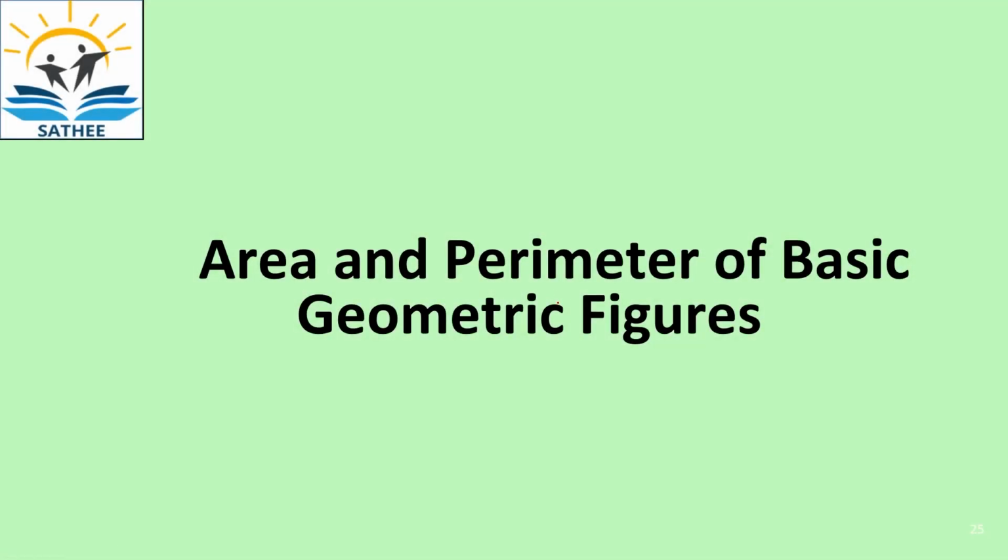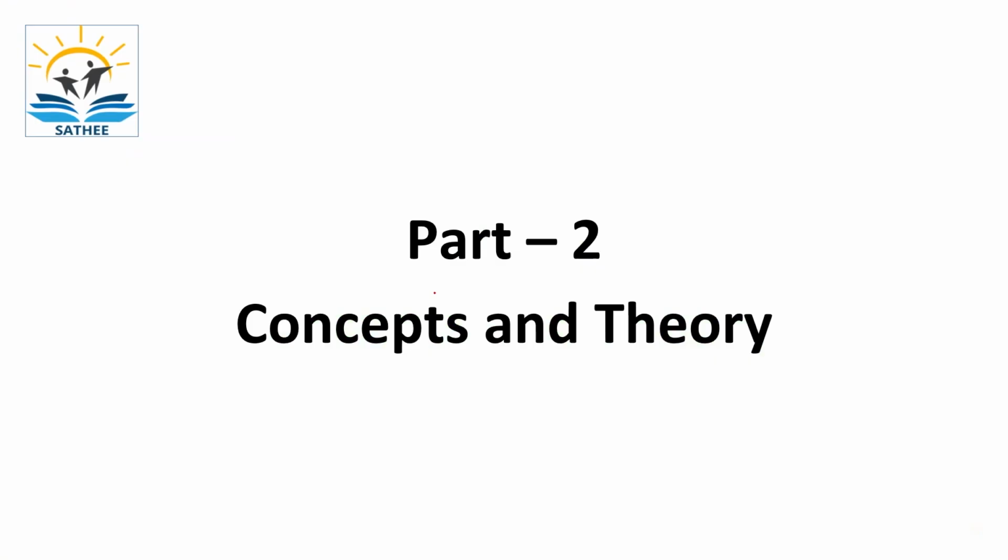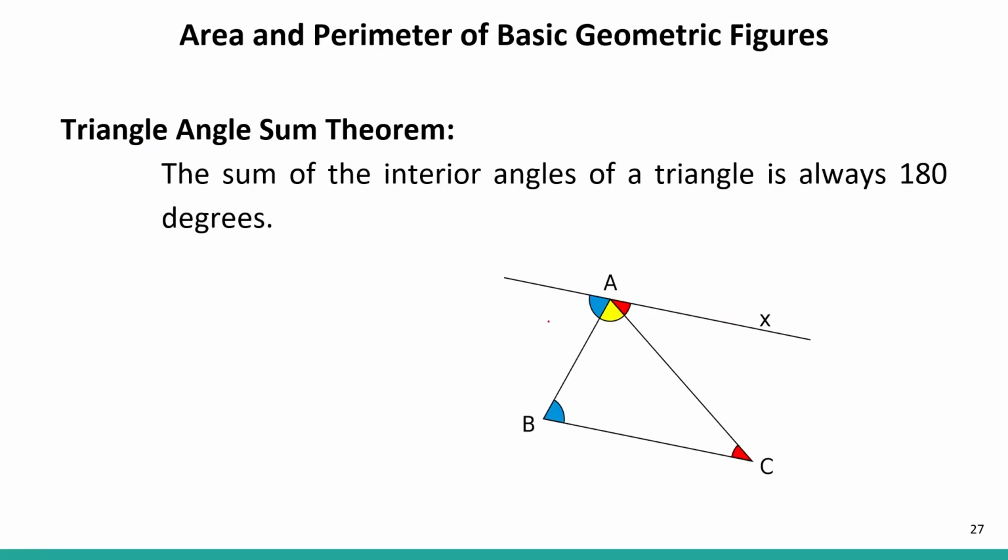Hello students, welcome to the second lecture in the lecture series on area and perimeter of basic geometric figures. In the previous lecture, we learned some of the basic formulas for area and perimeter of square, rectangle and some triangles. In this lecture, we'll continue and complete all the theory sections of this chapter. So let's go forward and do all the remaining parts. We'll be covering concepts and theory, all the remaining parts.